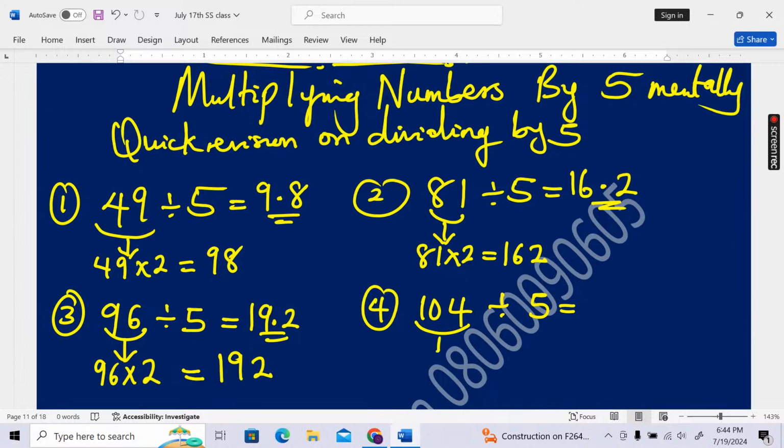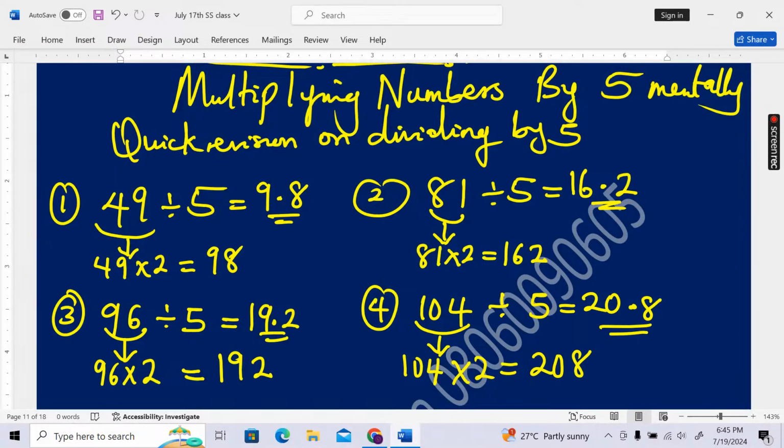Now, what is 104 divided by 5? Double 104. That's 104 times 2. That will give us 208. Then introduce the decimal point before the last digit on the right. Then we'll have 20.8. So 104 divided by 5 is 20.8.